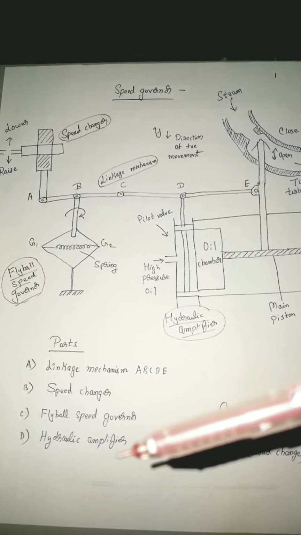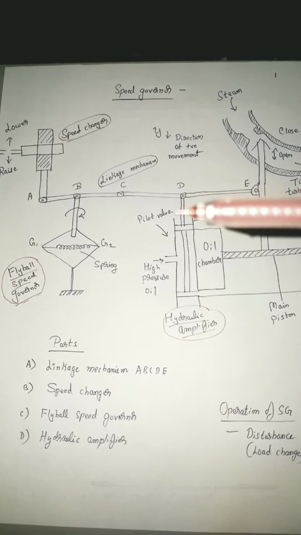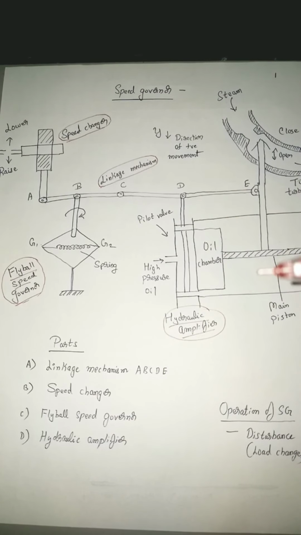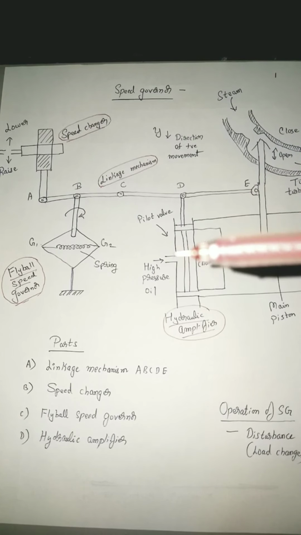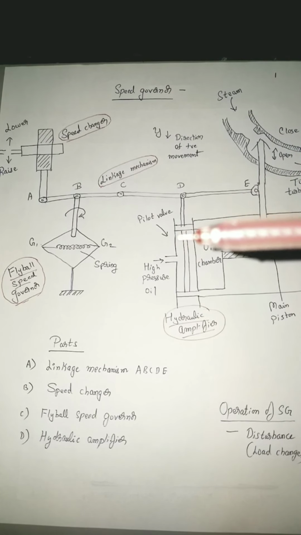To be specific, whenever the pilot valve moves downwards, due to the pressure the main piston moves upwards, thereby it will block the steam. When the pilot valve moves upwards, pressure is released, the main piston comes down, and then steam is left to go to the turbine.